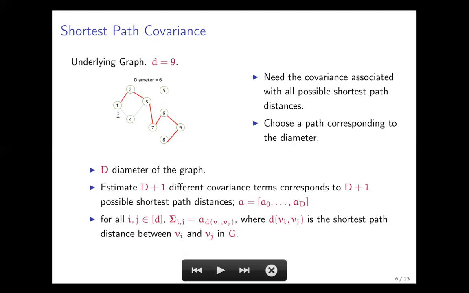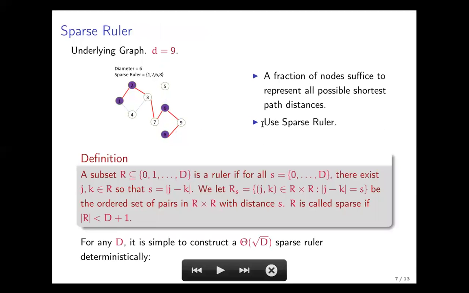Interestingly, for the estimation of all d plus 1 different covariance terms, we do not need access to all the entries of the samples. We just need the entries corresponding to this path. Now, by a technique called sparse ruler, we do not need all the entries in the path either. A fraction of the nodes is sufficient to represent all possible shortest path distances, and in this graph we showed which particular nodes to choose.